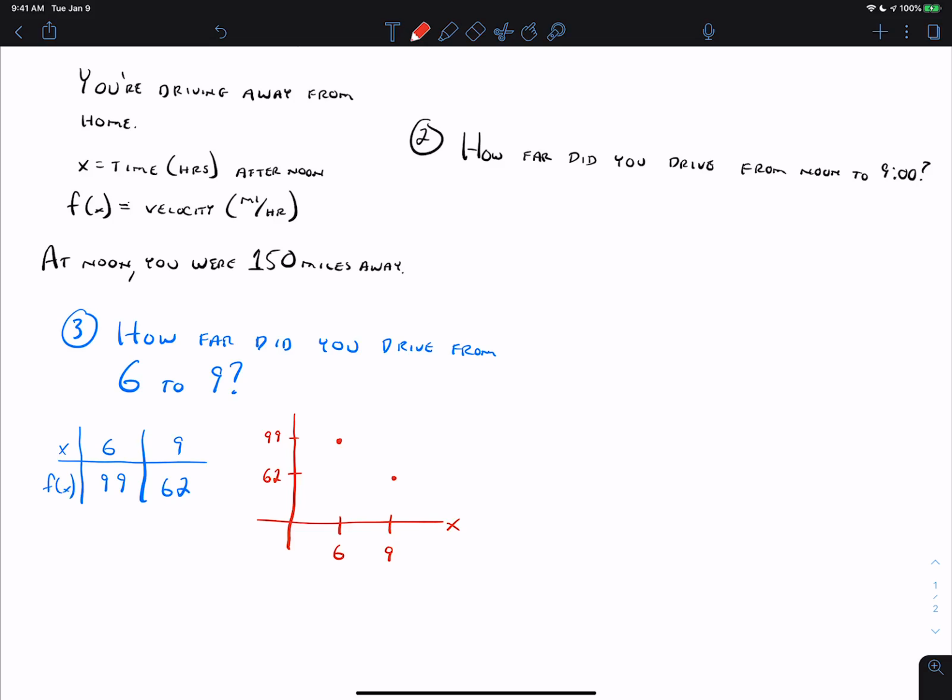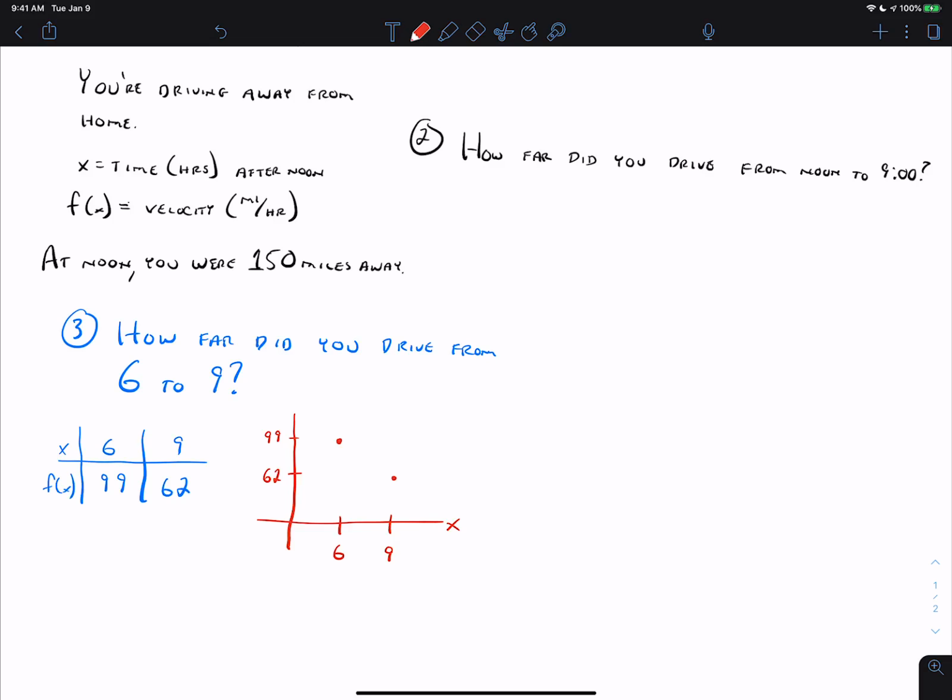One assumption is that at 6 p.m., and a little bit before 6 p.m., let's say, you had it on cruise control at 99 miles per hour. And you kept your car on cruise control for 3 hours, going 99, way too fast. And then right at 9 o'clock, you see a cop and you're like, oh shoot, and you slam on the brakes and you start going 62 miles per hour at 9 o'clock.